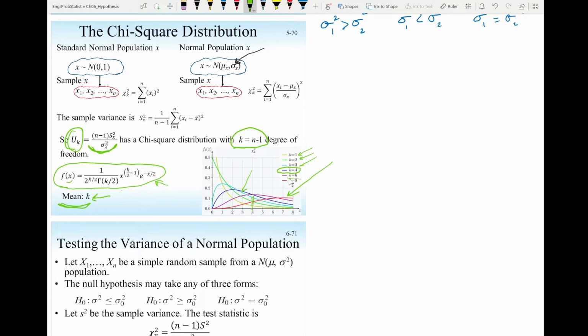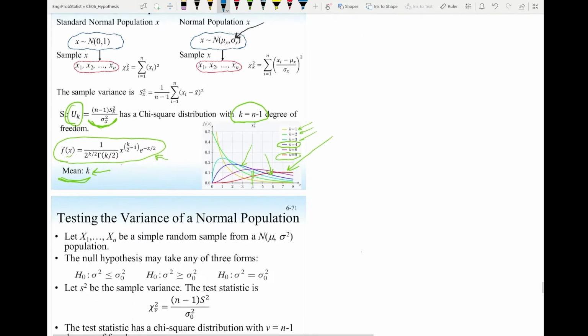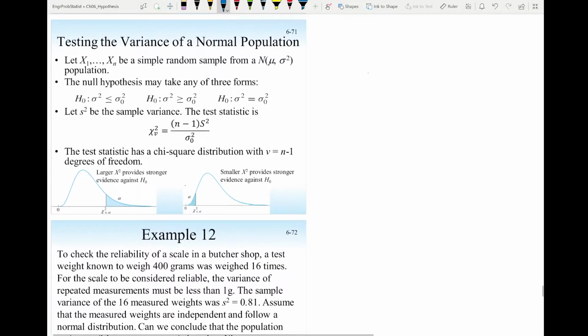And the larger the degree of freedom, the more the density function will look like a normal distribution. Okay, with this review of the chi-square distribution, let's move on now. How do we set a null hypothesis to test if the variance of a normal population is equal or smaller than a certain value, or even larger, depending on the application?